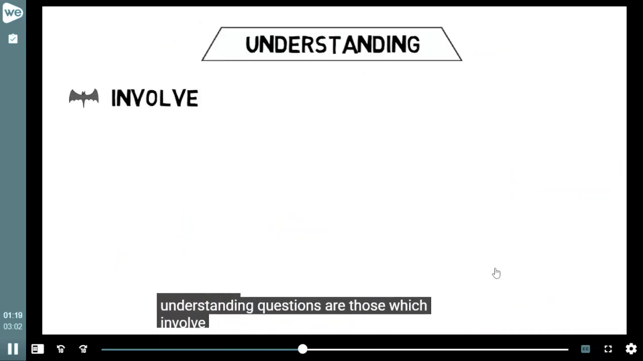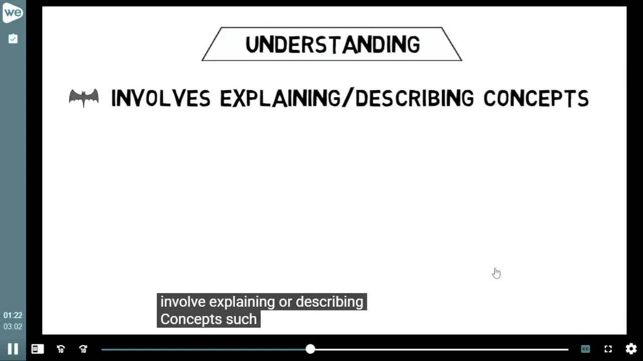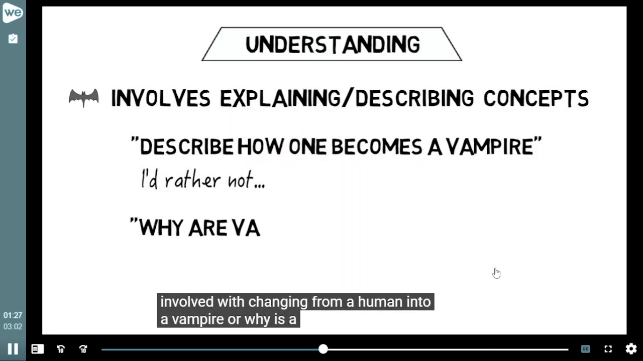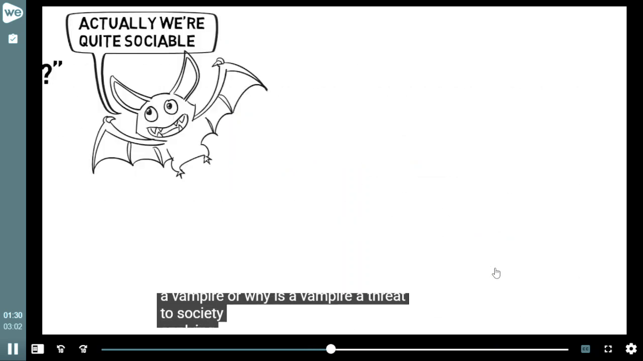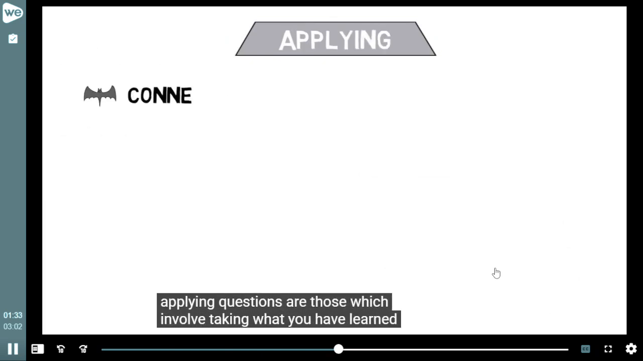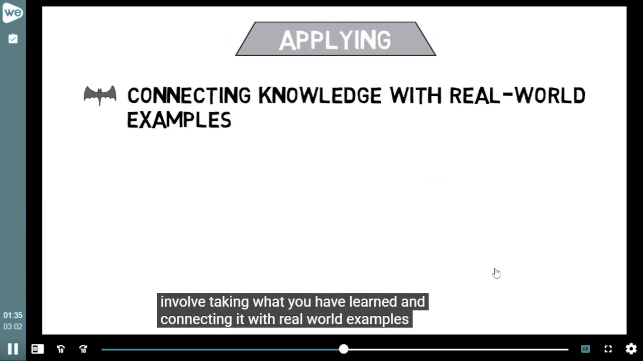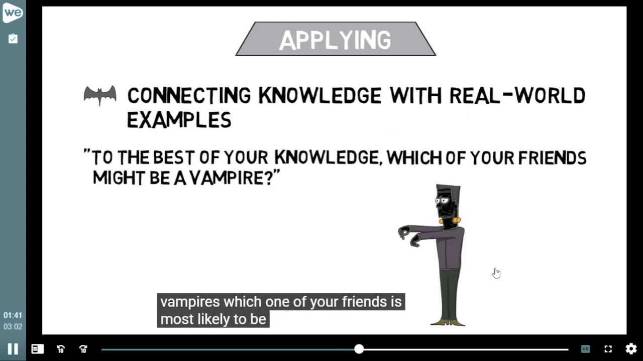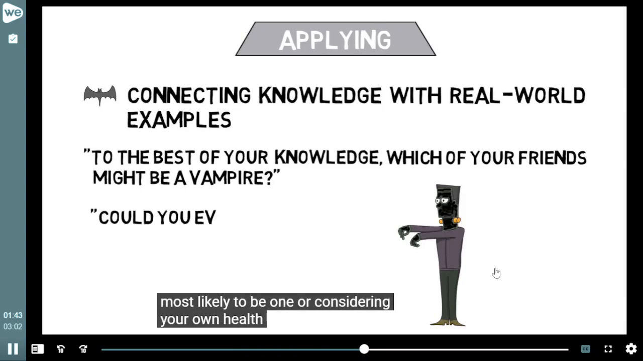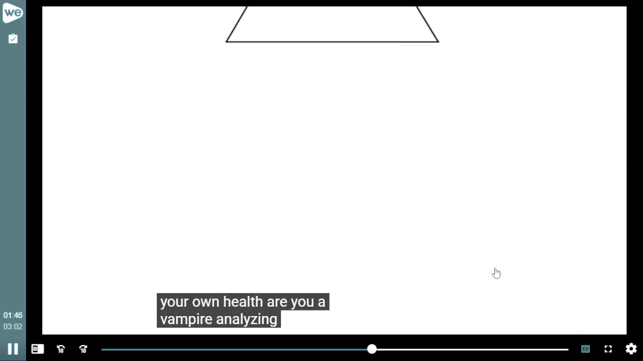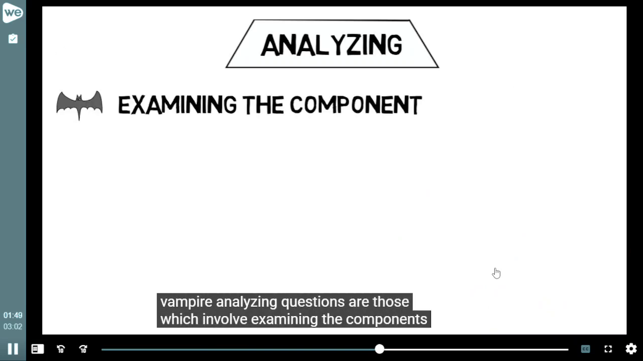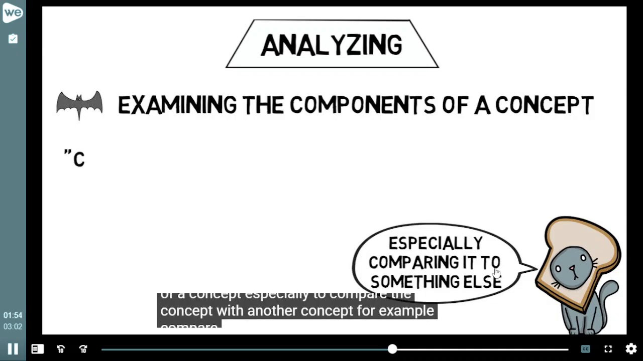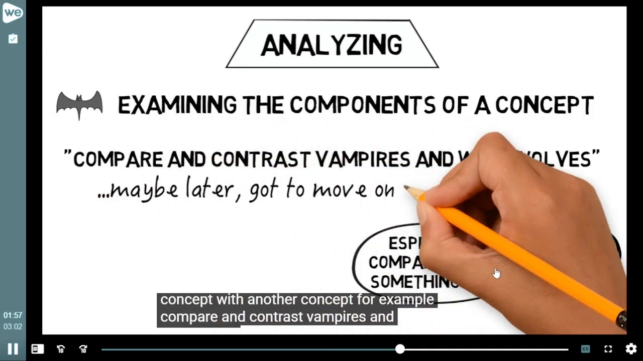Understanding questions are those which involve explaining or describing concepts, such as, describe the steps involved with changing from a human into a vampire, or, why is a vampire a threat to society? Applying questions are those which involve taking what you have learned and connecting it with real-world examples, such as, knowing what you know about vampires, which one of your friends is most likely to be one? Or, considering your own health, are you a vampire? Analyzing questions are those which involve examining the components of a concept, especially to compare the concept with another concept. For example, compare and contrast vampires and werewolves.